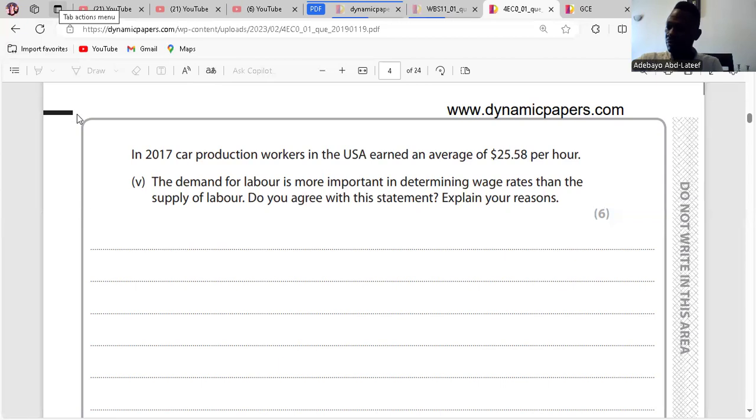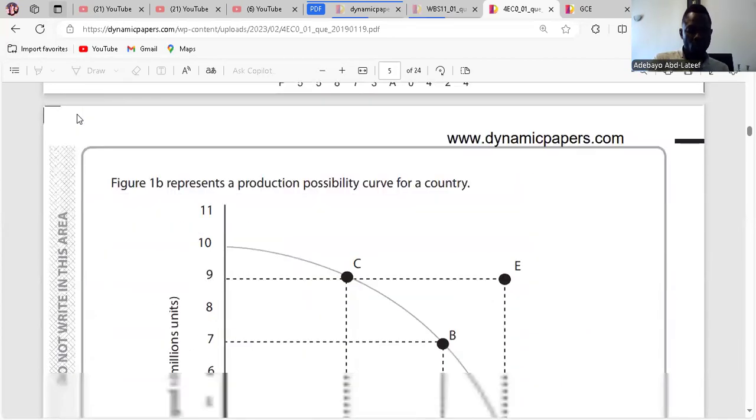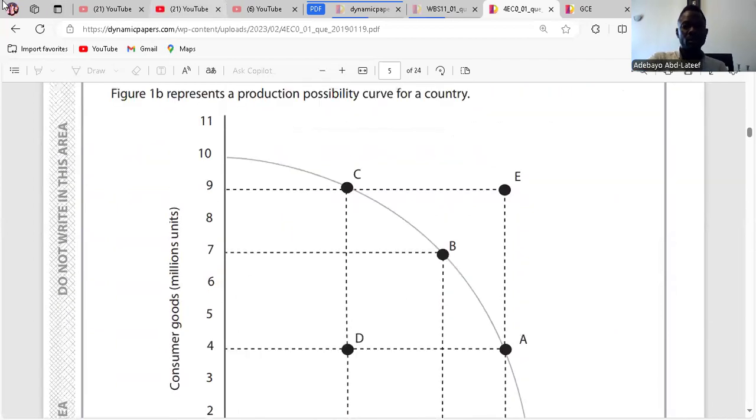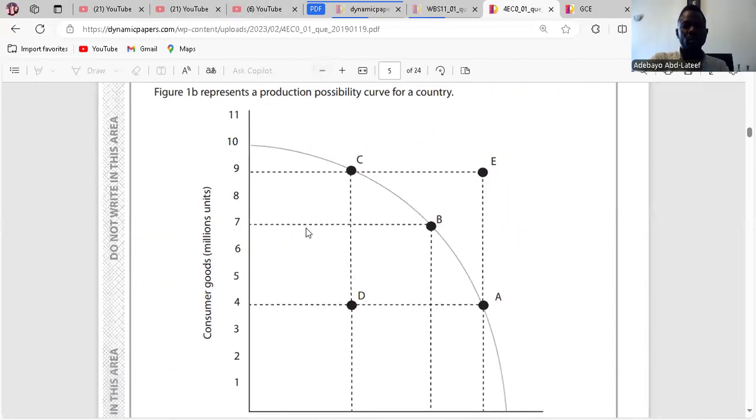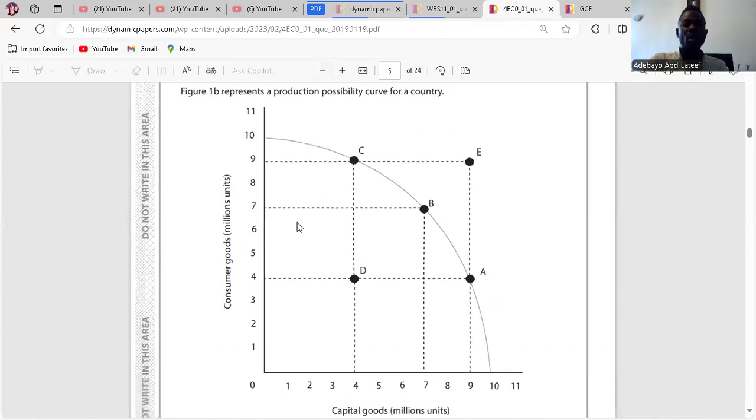So we'll move on. We'll go to question 1B. So we have the PPC. Here we have the production possibility curve. What is the production possibility curve? It's our production possibility frontier. It's a graph that shows us the combination of two goods that can be produced within a given economy if all resources are fully utilized. That is the meaning of a PPC or PPF.